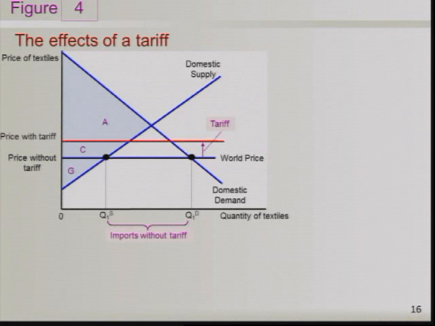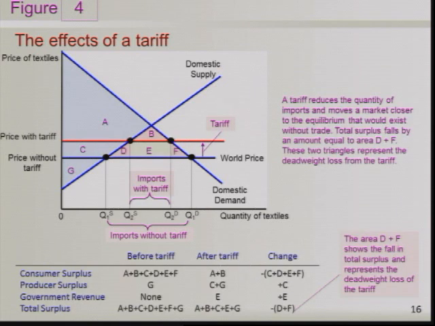Okay, so here we go. Figure 4. Before trade, that's our equilibrium price. After trade, when we are importing a cheaper product from elsewhere, the price meets the world price, and so we're looking at this price, the blue line. Now, when we add a tariff, it's a tax, so it's going to raise the price up to that red line.